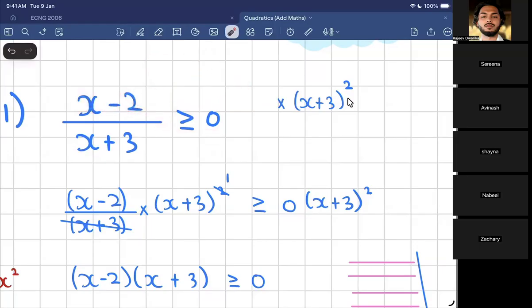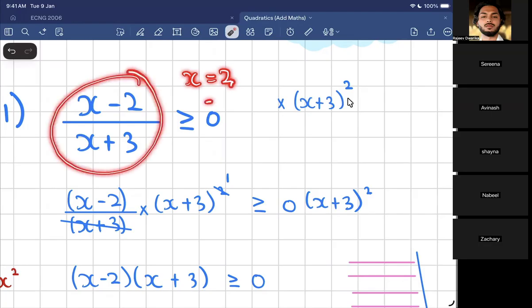Yes, sir. So another way you could do this question is you could write it down, right? So you could say x is equal to 2. And Zachary, what you could do is pick a value that is less than 2, and plug it in here. So maybe you plug in 1, and you want to see if it gives you something more than or equal to 0. If it does, then the solution would be x is less than or equal to 2, or x is more than or equal to 2.